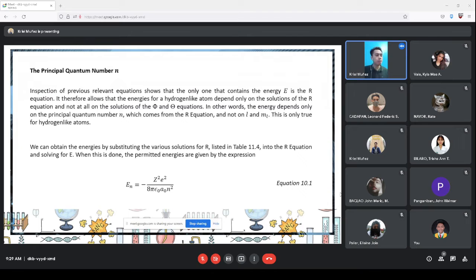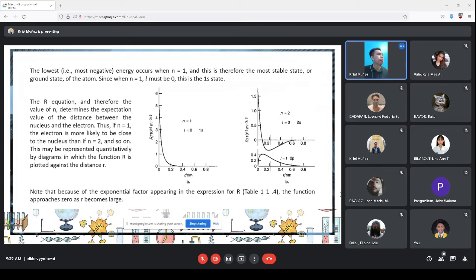Okay, so again, class, yung epsilon natin is just the electric permittivity in a vacuum. Okay, so constant naman. So the lowest or the most negative energy occurs when n is equal to 1, and this is therefore the most stable state or the ground state of the atom. So since when n is equal to 1, L must be 0, this is the 1s state. Okay, so ang lowest natin, class, most stable na state ng isang hydrogen-like electron, is the 1s state.